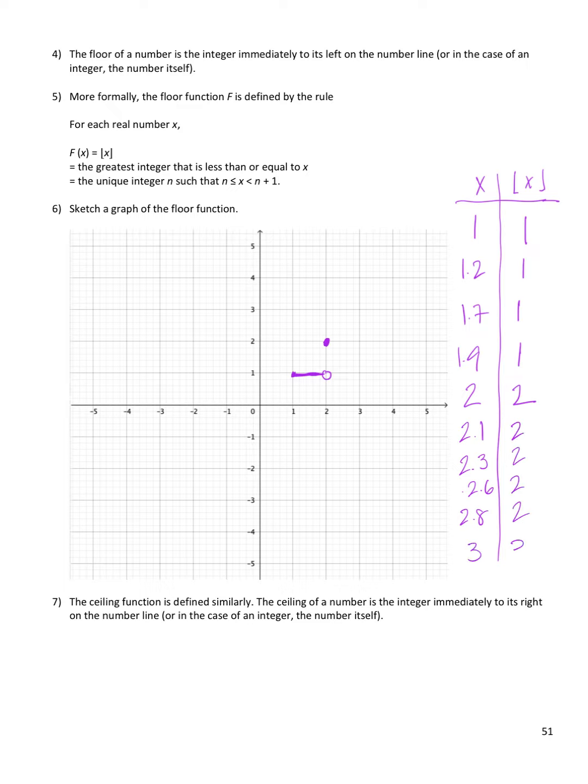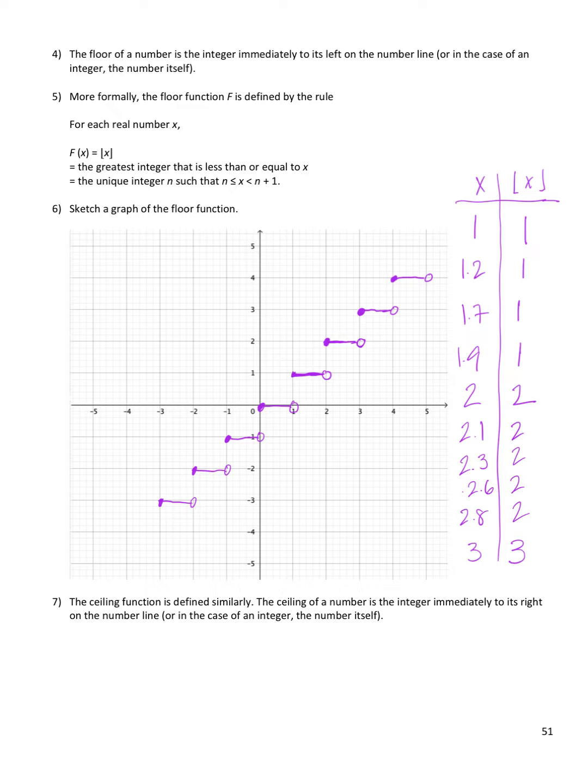As soon as you get to 3, it jumps. Okay, so all the numbers between 2 and 3 have an output of 2, but as soon as you get to 3, the output is 3. So you can kind of see the pattern developing. This is also known as a step function. And I can go backwards as well. Like that.